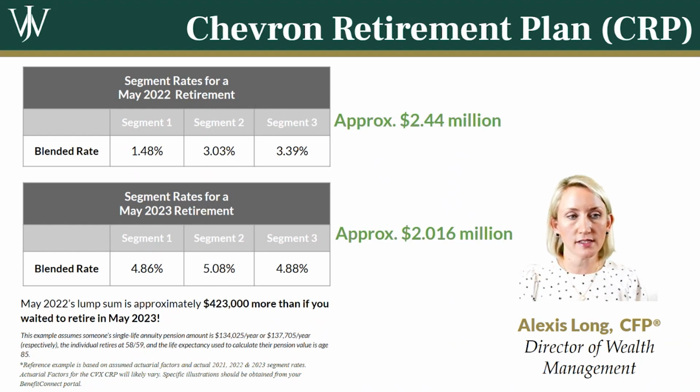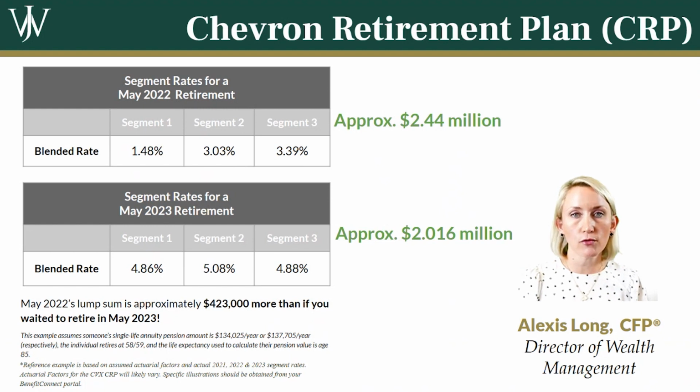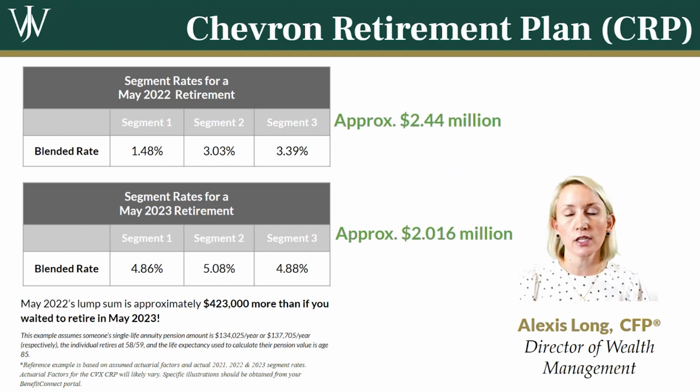So a drastic difference in segment rates means a massive decrease in the value of the lump sum pension. The pension value went from 2.4 million to just over 2 million. That's a $423,000 decrease. Huge decrease that you're unlikely to make up through salary, SIP, or any type of stock compensation. So it would have made sense to leave a little bit earlier, or it may make sense to wait a little bit longer and see where rates go from here. But retiring this year in May and starting that pension, you've lost a lot of money because of the increase in segment rates.